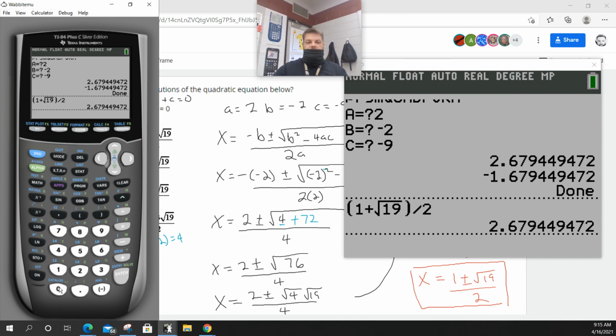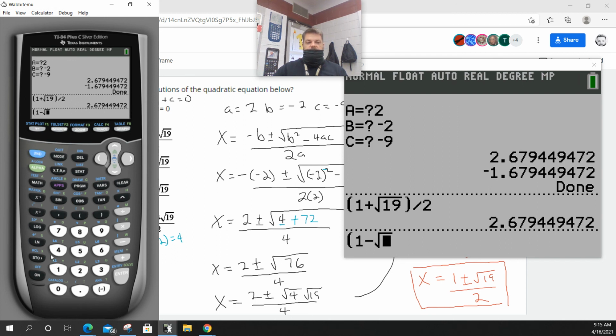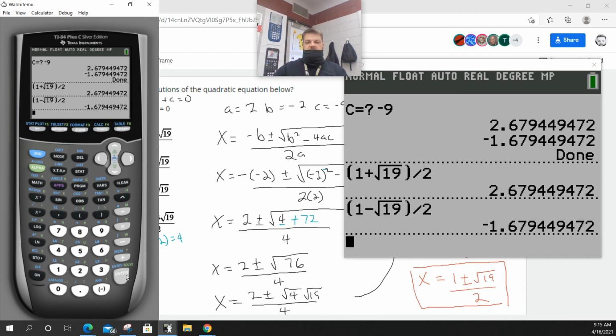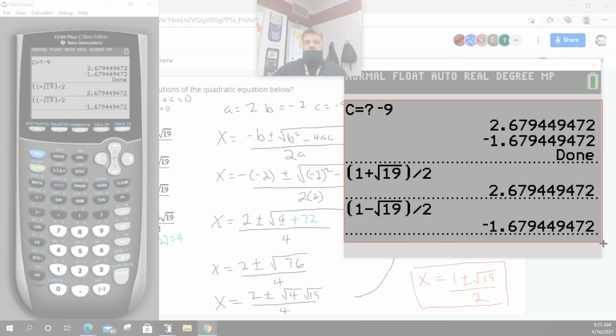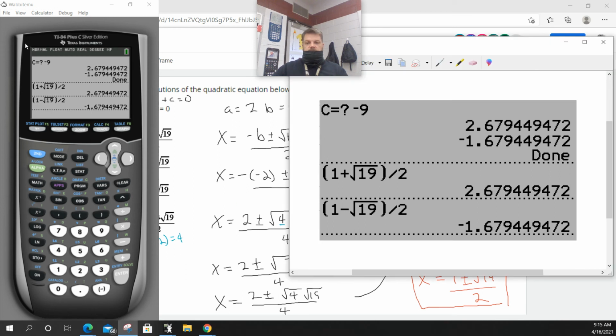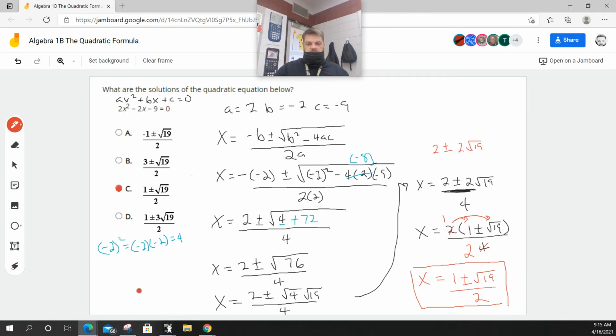Then I'm going to do 1, whoops, I got to put it in parentheses, 1 minus the square root of 19. Right cursor, close, divided by 2. That's the other answer. So as long as those match up, then I've done the work correctly. And we'll just take a little screenshot of that. And that's how I verify it.